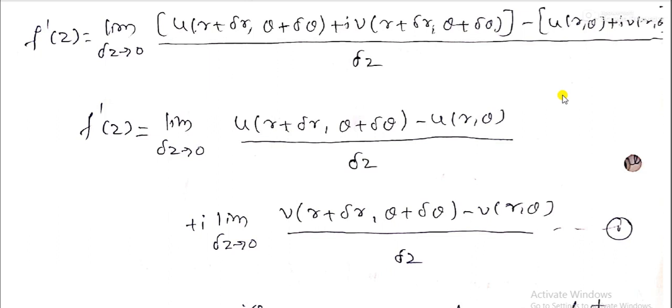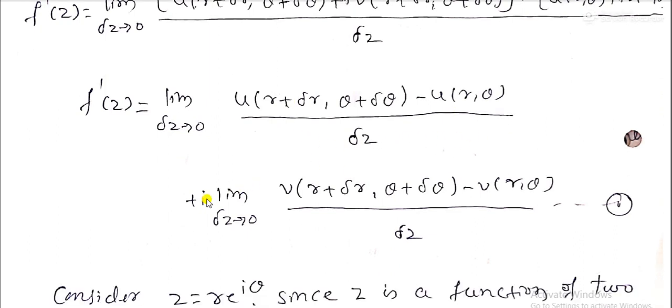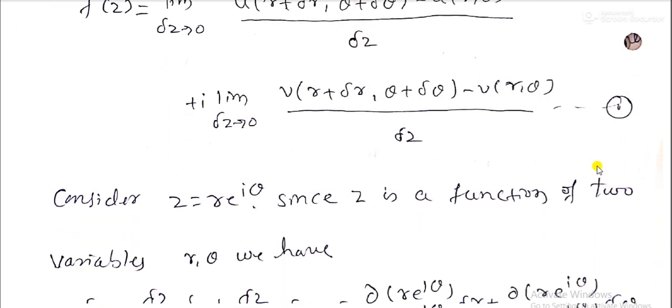Here also we can take the real part on one side and the imaginary part on the other side. That is, f dash of z is equal to limit delta z tends to 0 of u of r plus delta r comma theta plus delta theta minus u of r comma theta, divided by delta z. This is the real part, and similarly the imaginary part is i into limit delta z tends to 0 of v of r plus delta r comma theta plus delta theta minus v of r comma theta, the whole divided by delta z. This is called equation 1.